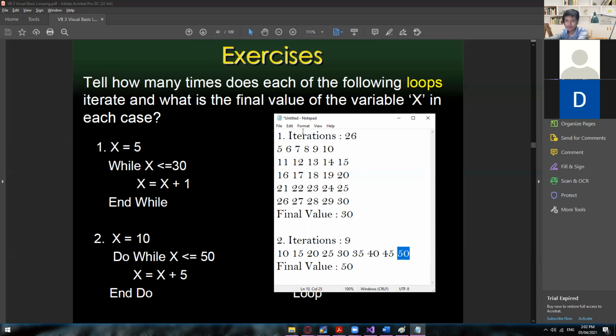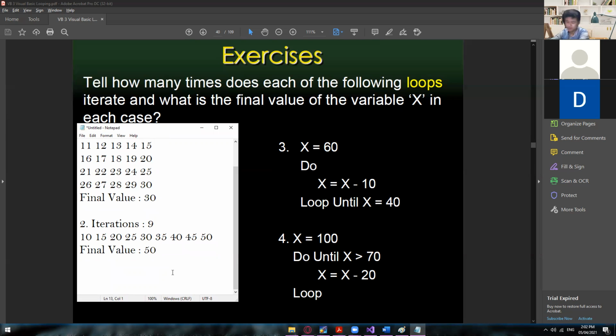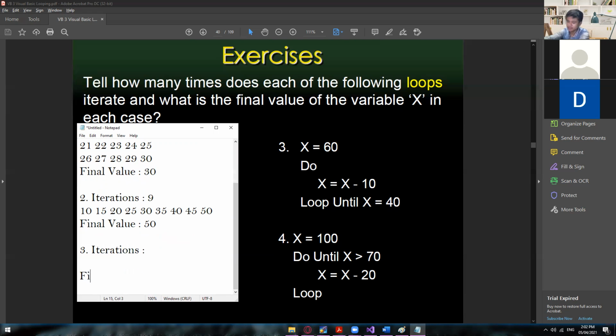Were you able to get that one, Miss Begeo and Miss Dulay? Yes, sir. Very good. So yeah, this is how simple your final exam is. So we have the programming part and then this one. Right, so for number 3, same questions. How many times will this iterate and then what is the final value?